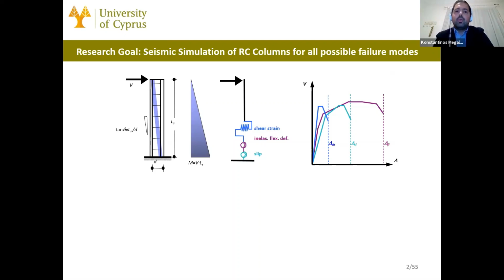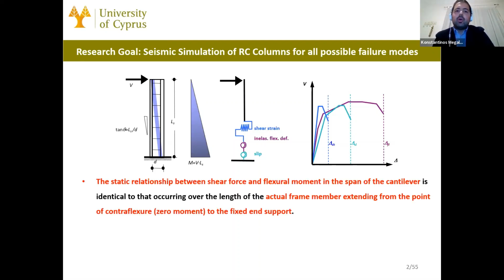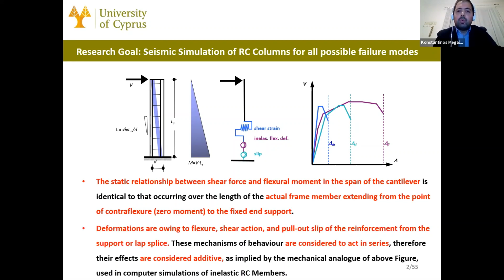I would like to underline that the goal of my research is the seismic simulation of reinforced concrete columns for all possible failure modes. As you know, the static relationship between shear force and flexural moment in the span of a cantilever is identical to that of an actual frame member extending from the point of contraflexure to the fixed end support. The deformation mechanisms that are present in the column are shear, flexure, and pull-out or slip of the reinforcement from the support or the lap splice. These mechanisms of behavior are considered to act in series, and they are considered additive, as you can see also in the figure.